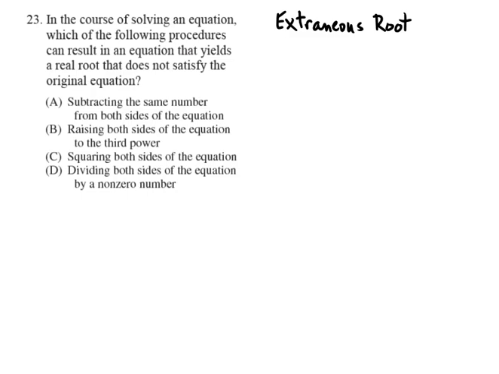Answer A is subtracting the same number from both sides of an equation. Well, that will always yield a real root that satisfies the original equation. Raising both sides of an equation to the third power, B; squaring both sides of an equation, C; and dividing both sides of the equation by a non-zero number, D. So A and D are pretty clear. As long as we're not dividing by zero, we can divide both sides of an equation by the same number, and we will still get an equation that has the same roots as the original equation does.